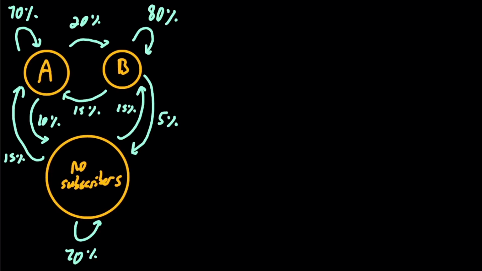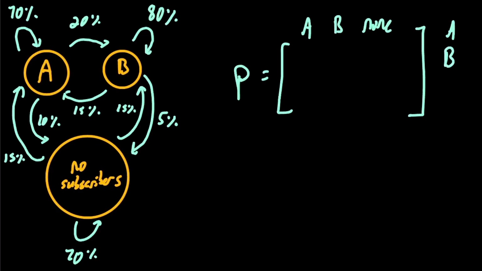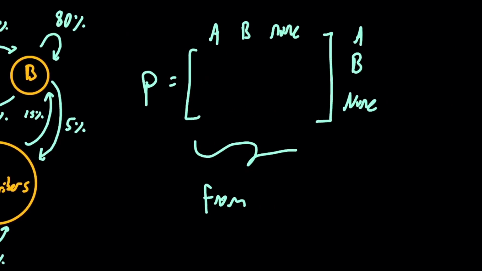Well, let's start out with drawing our matrix of transition probabilities. So let's say we have P, and that's equal to a 3x3 matrix of A, B, none, and the rows will be designated as A, B, and none, where the row indicates from, and the column designates to.